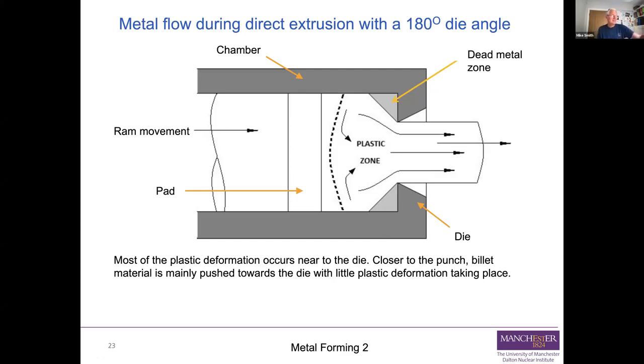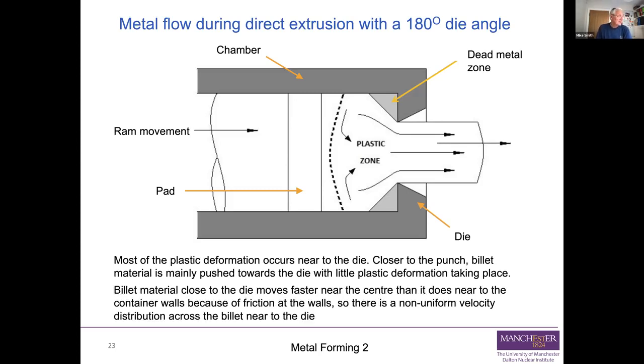So all the plastic flow is taking place near the die, and it's just behind it, actually. Now what you also find is that billet material close to the die moves faster near the center than it does near the container walls. In other words, the stuff that's coming down and out through the middle ends up moving faster than the stuff that's coming down along the edge and out.